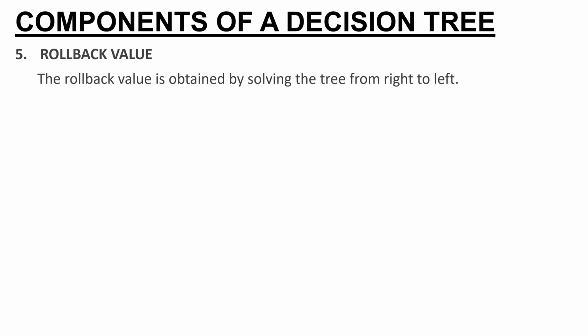And lastly, we have what we call our rollback value, or let's say our present worth. We call it rollback because if there is a future value, then we take its present value. That's why it's called a rollback value.